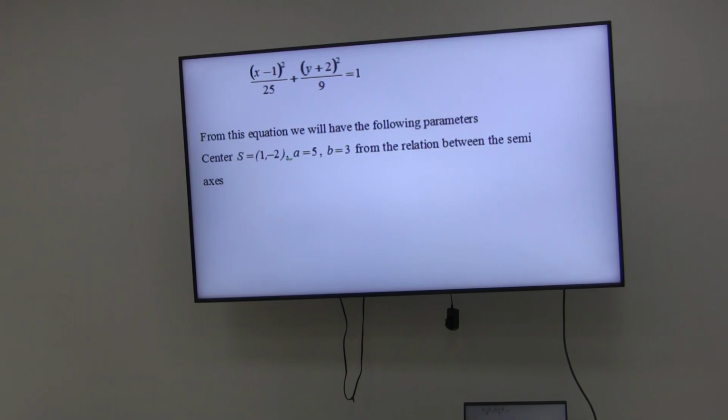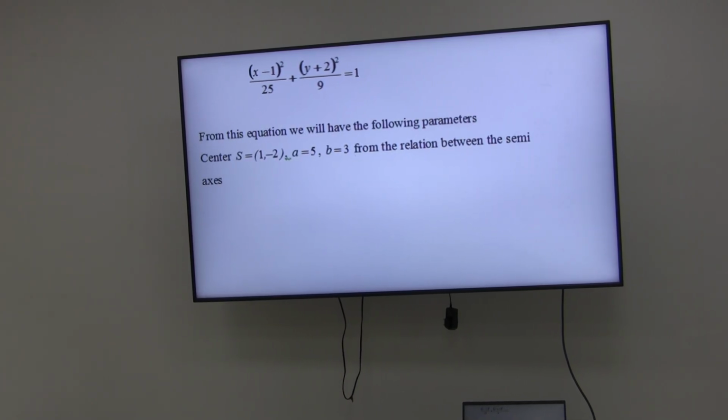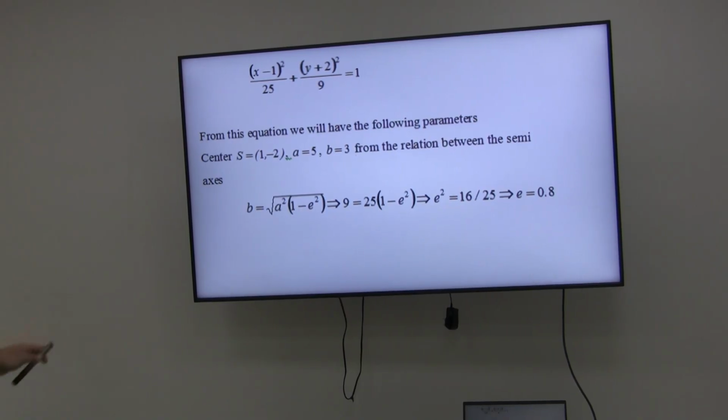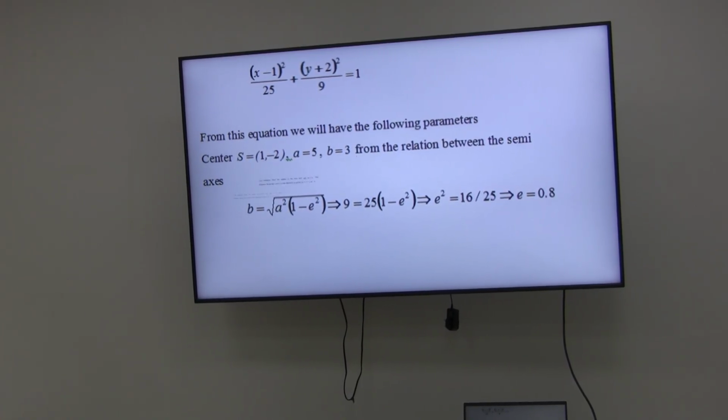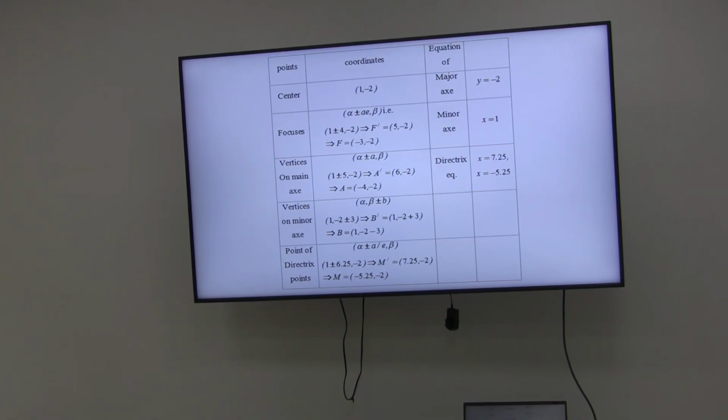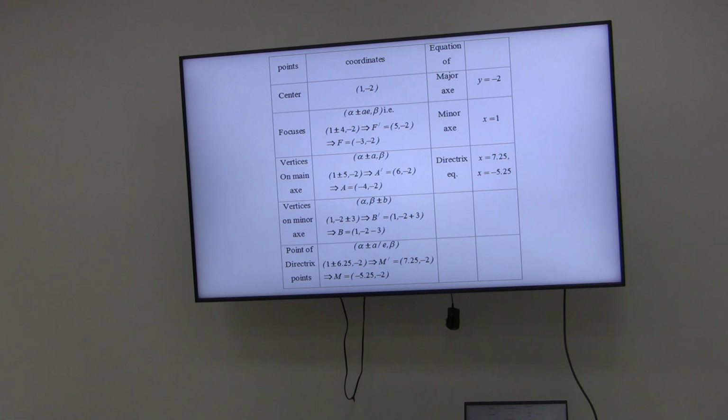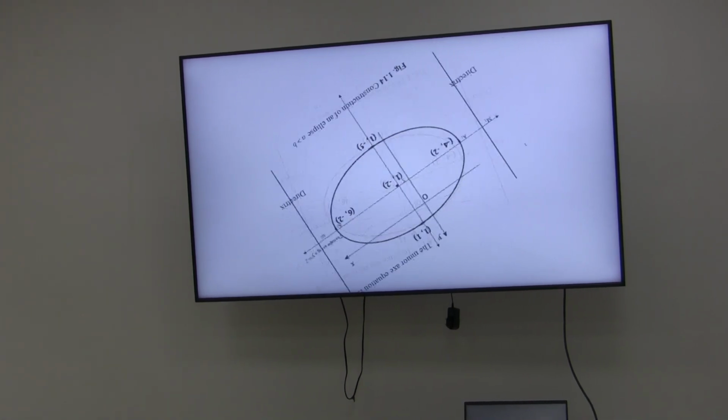Of course, this is the equation. I have the center, I have A, I have B. Okay, that's the relation connecting them. From it, I have the E equal to 0.8. Now I can draw, these are all the distances, the required distances. From these distances, I can simply derive.